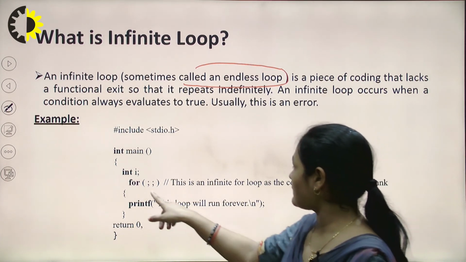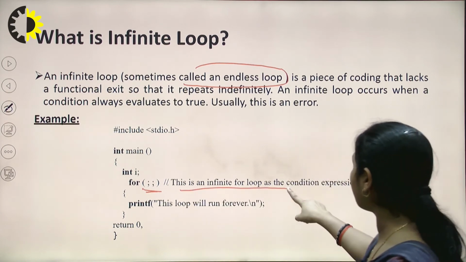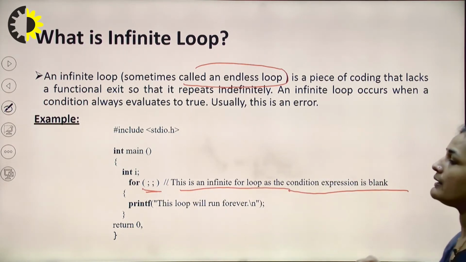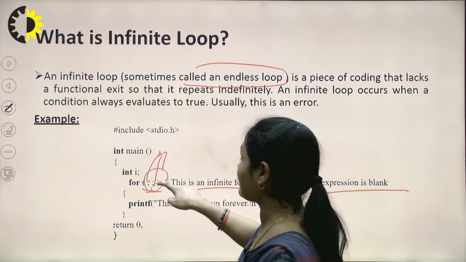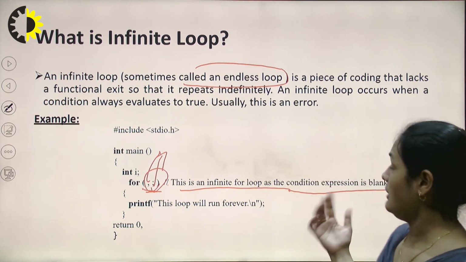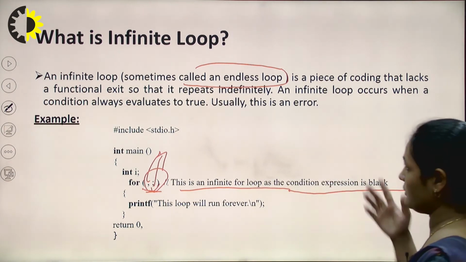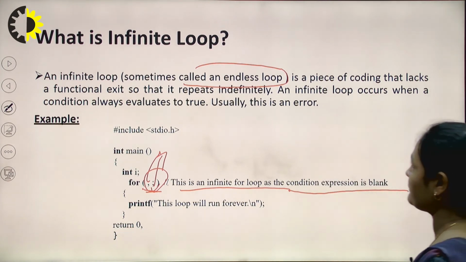Here we simply write for(;;). This is an infinite loop as the condition expression is blank, because we have not given any test condition that says how many times the loop will execute. So it will run forever. So this is an example of infinite loop, that is an endless loop.